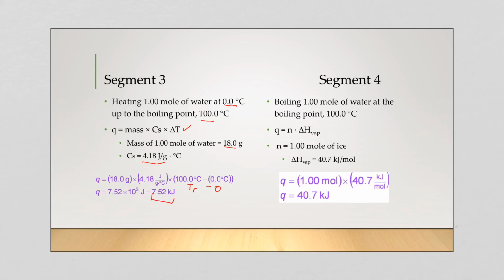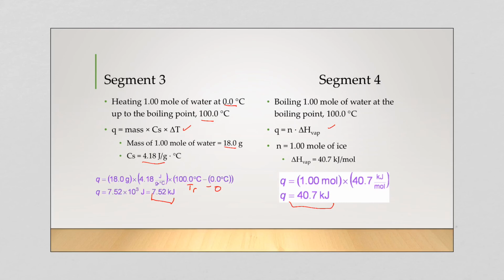So notice, so far this is the most energetically intensive part. To heat up that water those 100 degrees took 7.5 kilojoules. That's more heat than it took to melt the water. And then finally, now we need to boil that 1 mole of water. So we're going to use our mole of water. We're going to look up our heat of vaporization for water. Notice it's 40.7 kilojoules. So do the math. To boil that water, again, much more energetic, it took 40.7 kilojoules to break all those intermolecular forces.